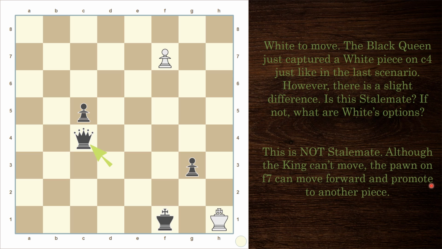Okay, so the answer is that this is not stalemate. Although the king can't move, just like in the last example, the difference is we now have a pawn on f7. So there is a legal move on the board for white. And in this case, it's not a bad legal move. He can go to f8 and promote. Remember, when the pawn gets to the other side of the board, he gets to promote. So he can pick a piece, probably should pick a queen, which would put the black king in check, and then the game's not quite over.